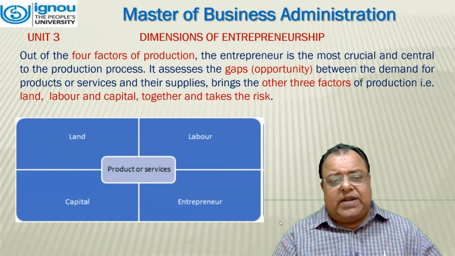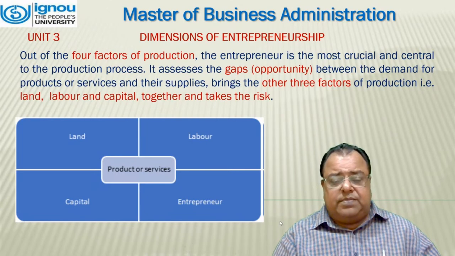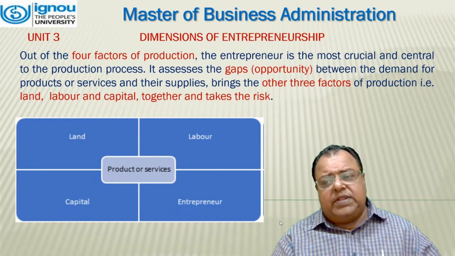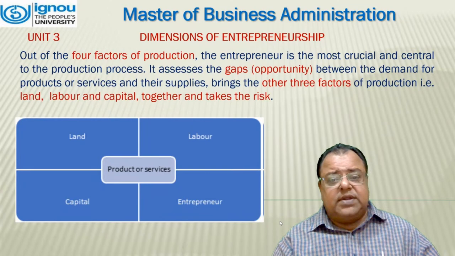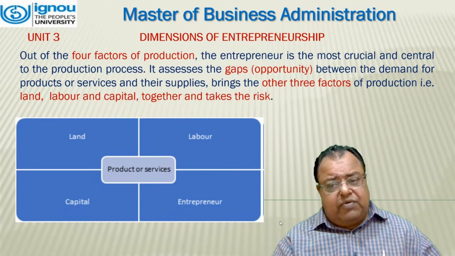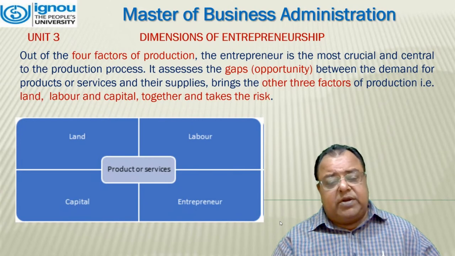Out of the four factors of production, the entrepreneur is the most crucial and central to the production process. The entrepreneur assesses the gap, that is, the opportunity between the demand for products or services and their supply, and brings the three factors of production, that is land, labor and capital, together and takes the risk.